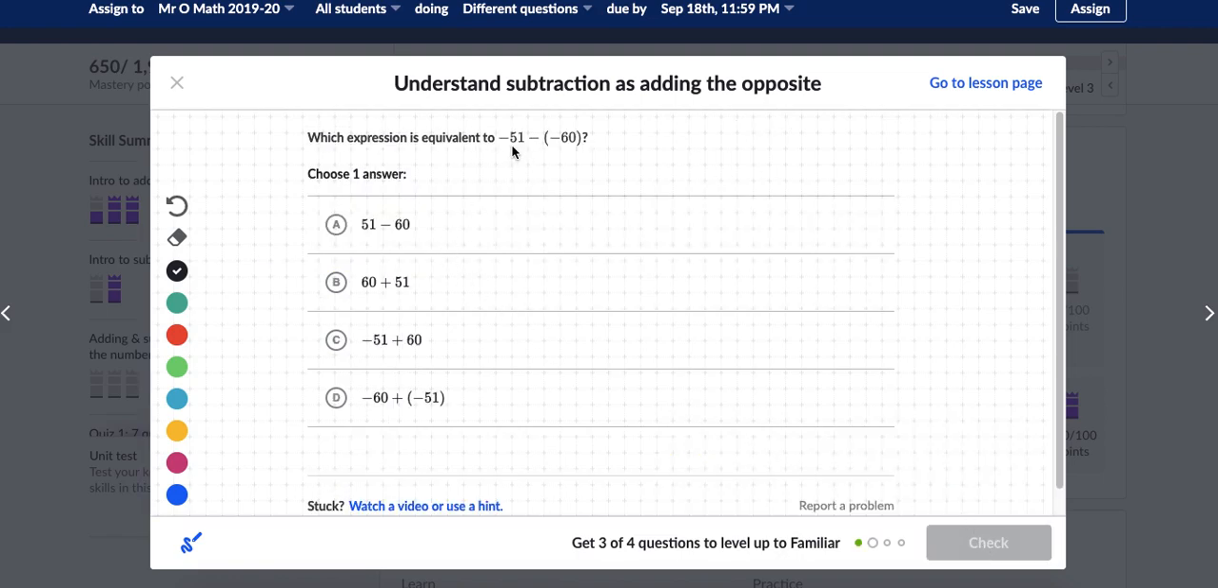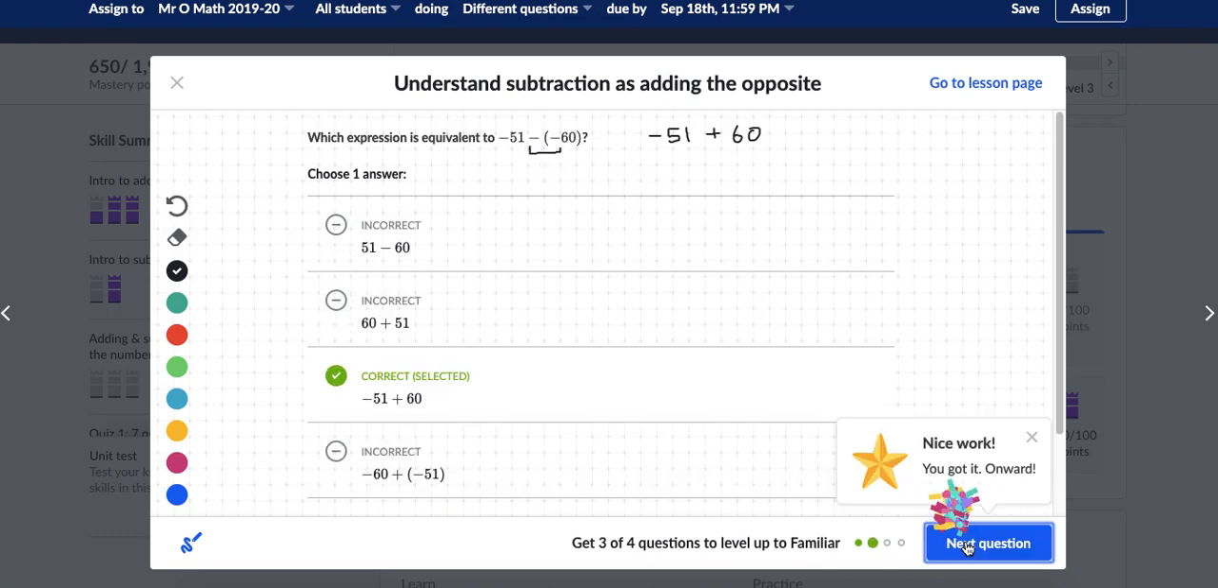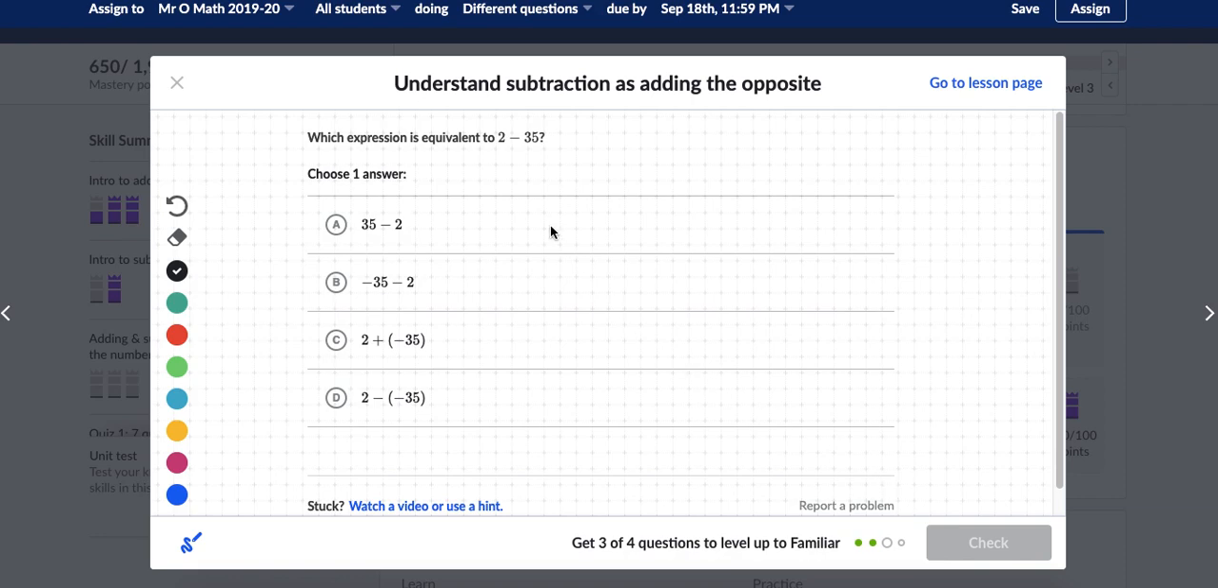Again, same idea here. We're looking at minus a negative, which is the same as a positive. So a different way of writing this would be negative 51 plus 60. Negative 51 plus 60, of course, is this option right here. All we're doing is adding the opposite. So you're adding whatever the opposite of this is, changing the sign. This one here, subtraction, is adding the opposite.